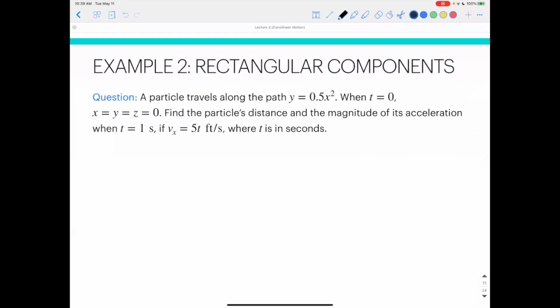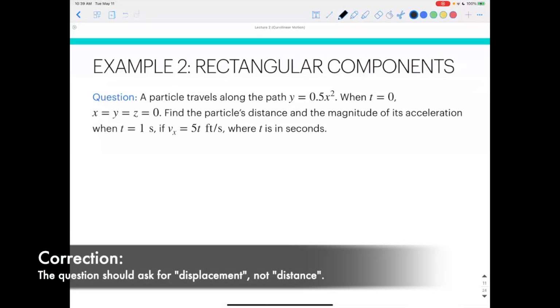Let's look at example 2. A particle travels along the path y is equal to 0.5x squared. When time is equal to 0, this particle's path is going through the origin. Find the particle's distance and magnitude of its acceleration when time is equal to 1 second, if the x component of velocity is equal to 5t feet per second, where t is in seconds.